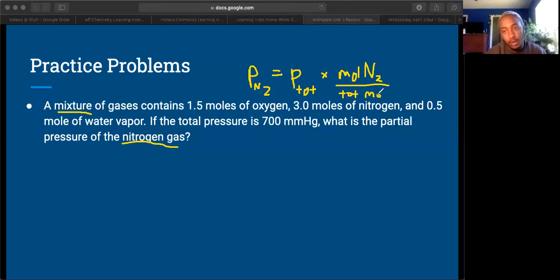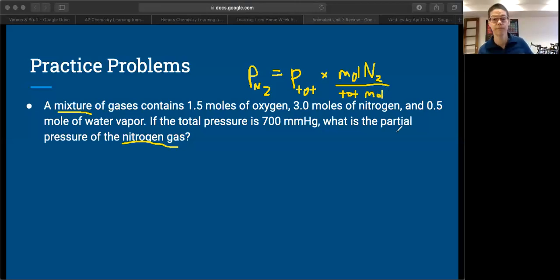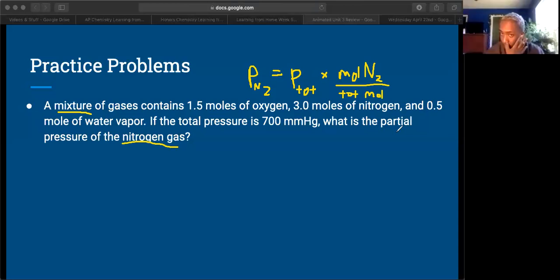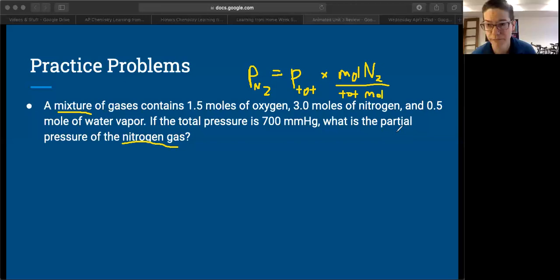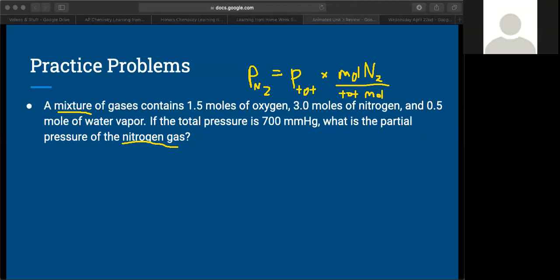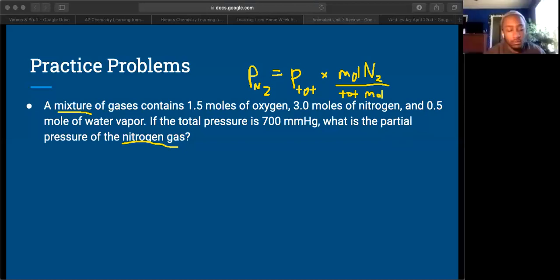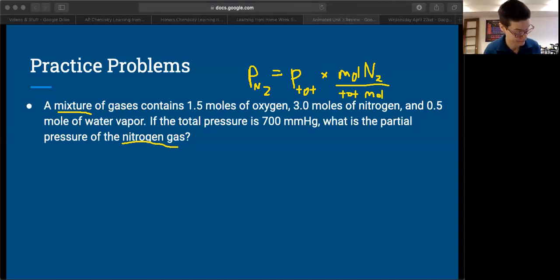Do we include the water vapor? Yes. So my moles of nitrogen is 3. My total moles is 5. So it's 3/5 times the pressure of 700. So what's that? Wait. At this point, can we leave it as millimeters of mercury? Absolutely. Okay.